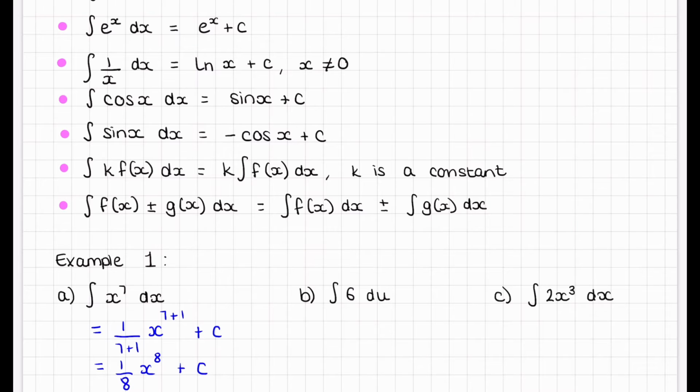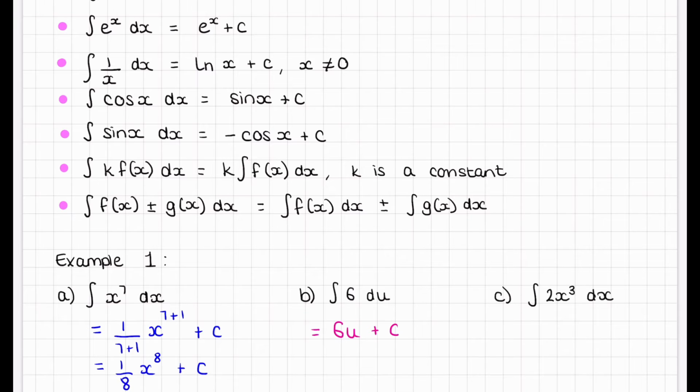Part B, the integral of 6 du. One of the important things here is to note that our variable is u, not x, so always check that. If we do this, nice and easy, we just have a number, so when we do the integral, we just add the variable to the end and the plus c. Now, if you think about it, if we do the derivative of 6u, we would just get 6. So therefore, we know it is correct. So nice and easy with a constant, just add the variable next to the number.